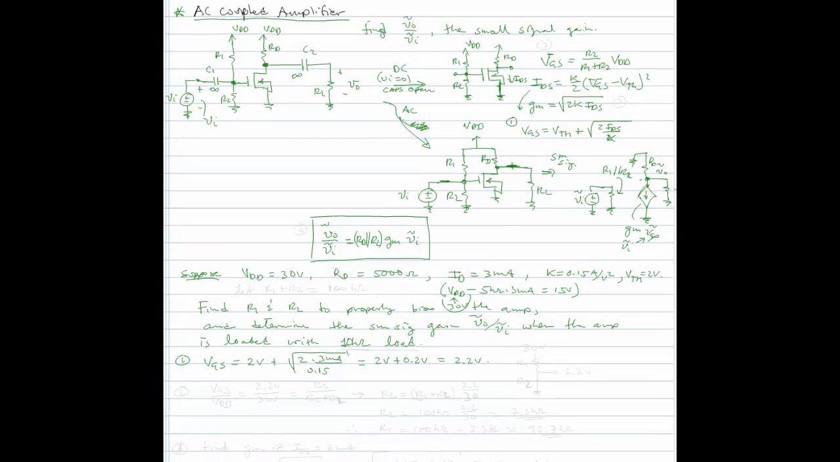So what we need is, given 30 volts applied to R1 and R2, we want 2.2 volts here. This is R1, this is R2. So we have VGS of 2.2 volts divided by VDD of 30 volts is equal to R2 over R2 plus R1. So this is number 2 up here.